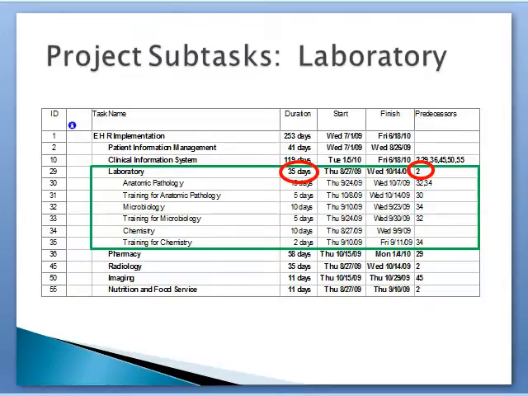The third task is a laboratory, with 3 subtasks including anatomic pathology, microbiology, and chemistry. This task will take approximately 35 days to complete and cannot begin until task patient information management is complete.